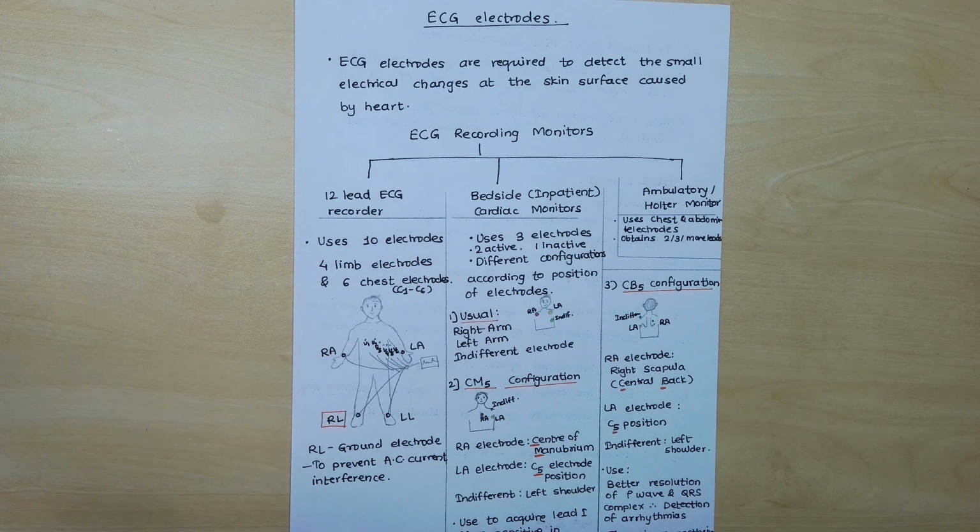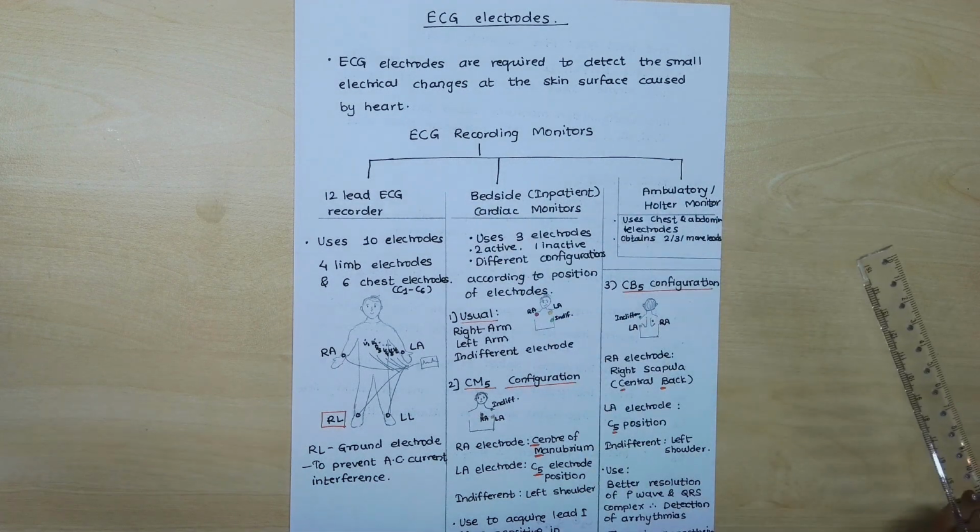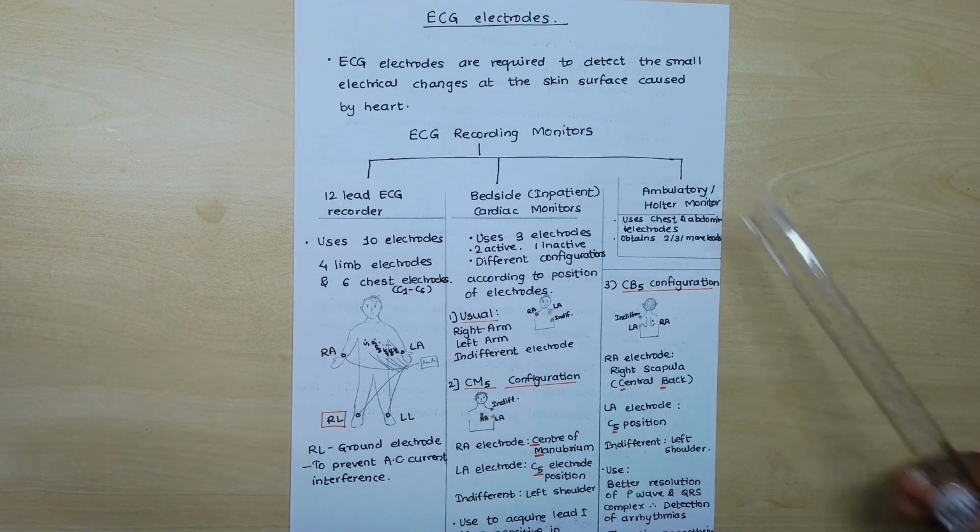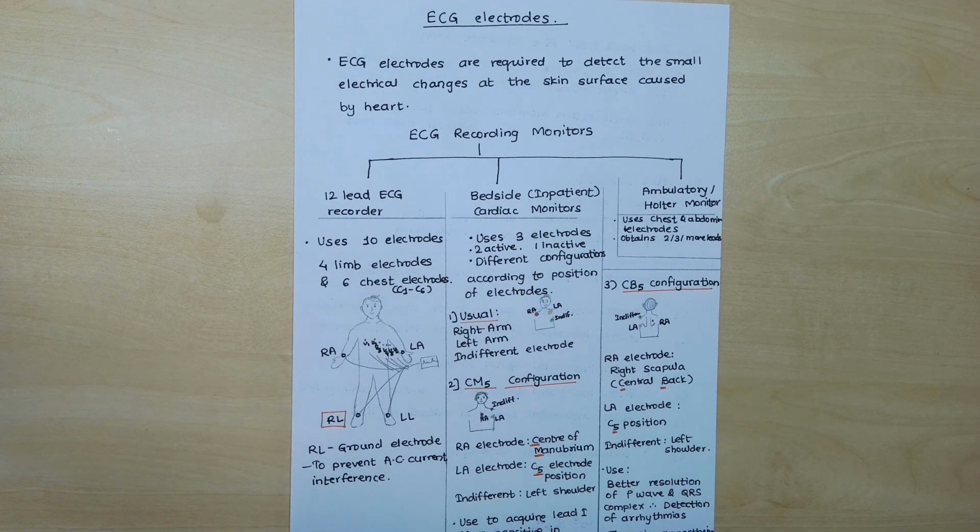So there are different ECG recording monitors like the 12-lead ECG recorder, bedside inpatient cardiac monitors, and ambulatory or Holter monitors. All these three different types of monitors have different configurations of placing the ECG electrodes. So we'll see them one by one.